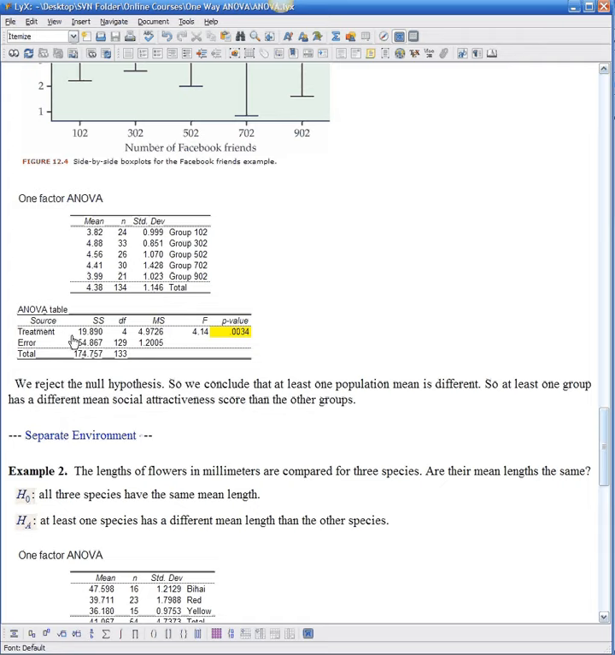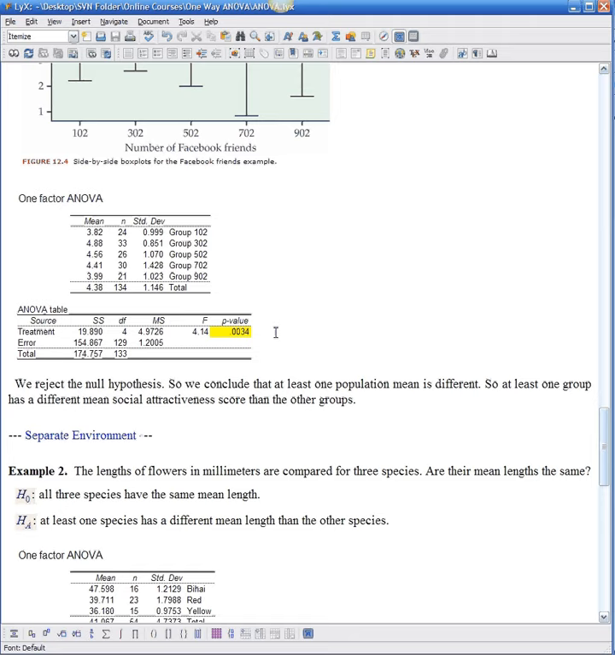Coming down, they use treatment instead of group, but it means the same thing. You have your sum of squares for the treatment, sum of squares for the errors, sum of squares total, degrees of freedom for each one, your mean squares for each one, your F statistic, and your p-value, which is really all that you need. Because that's a small p-value, we reject the null hypothesis, so we conclude that at least one population mean is different.